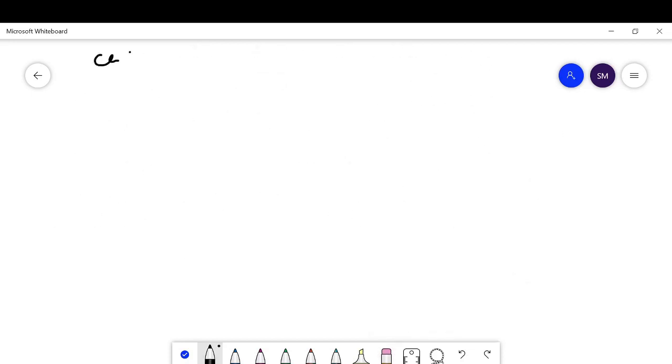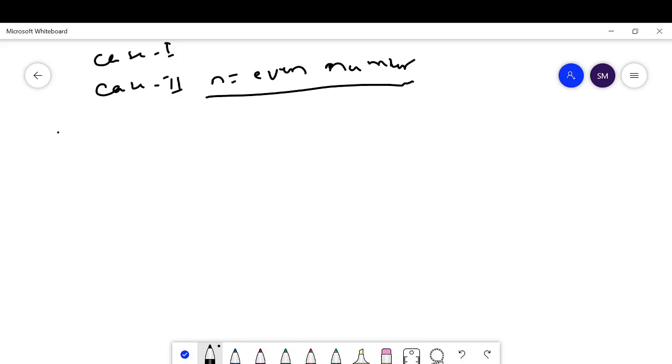Case 2: n is an even number. When n is an even number, there are two middle terms.